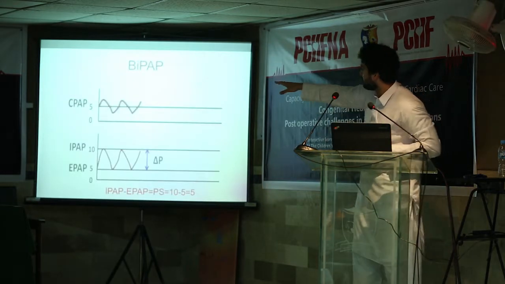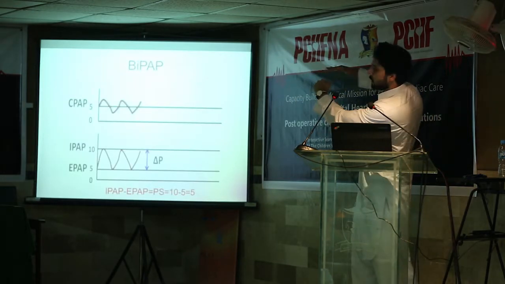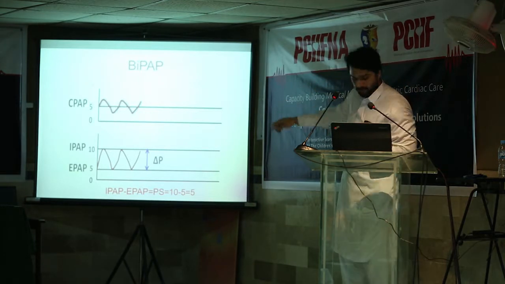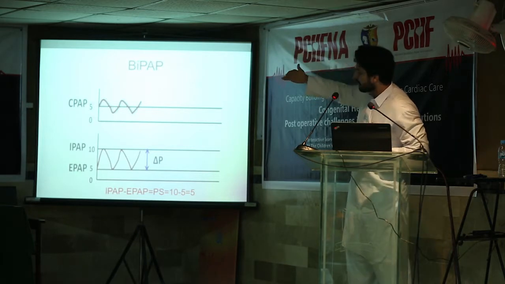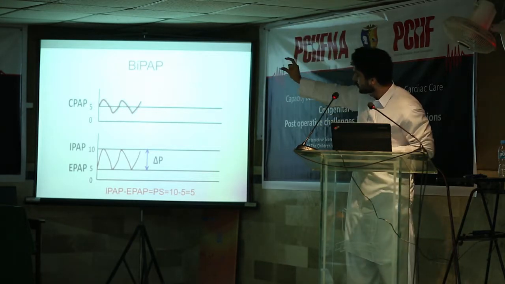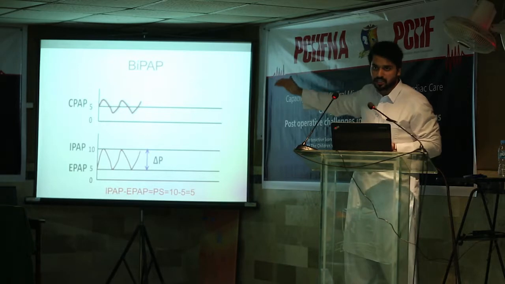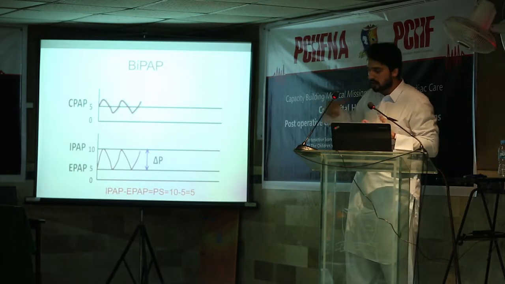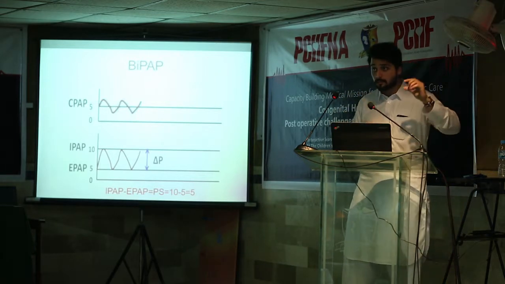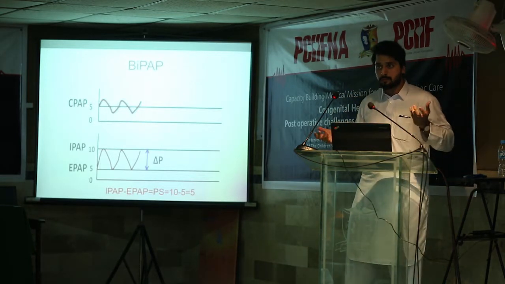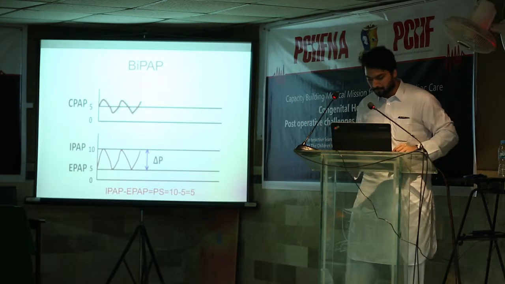So this is the CPAP, as we discussed, CPAP of 5, only one pressure. This is the BiPAP, two pressures, the EPAP and the IPAP, for example, 10 and 5. The difference between them is the delta pressure, the pressure support. This delta will determine the wash of the CO2, or the tidal volume that the patient should get, which should be between 5 to 8 mL per kg.